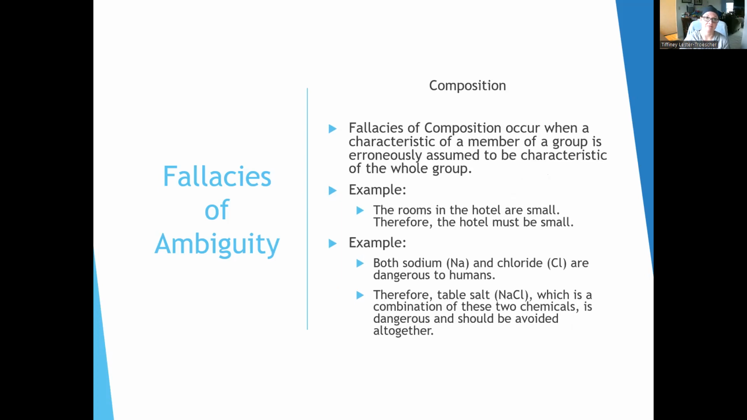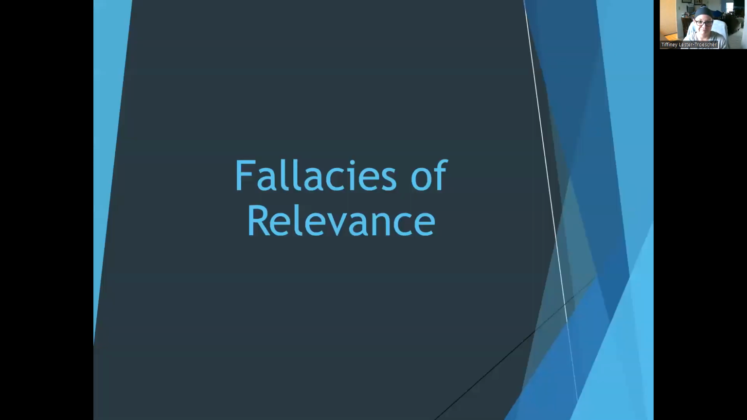Then we have the opposite, the fallacy of composition. That occurs when we look at the characteristic of one thing and apply it to the group, right? So the rooms in the hotel are small. Therefore, the hotel must be small. So one single unit, right? Applying it to the whole. We do fallacies of division and composition quite a bit.